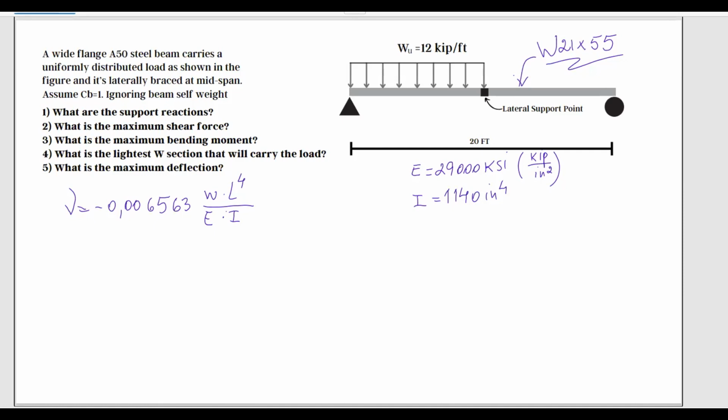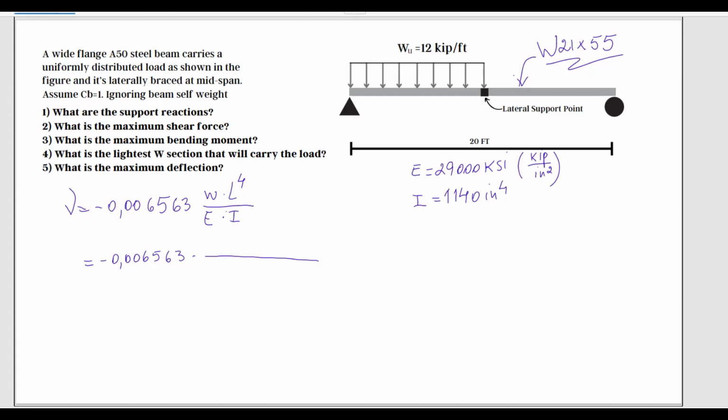So now what we should do is just come here and substitute. So I'm going to write minus 0.006563 multiplied. And another thing to remember is that we have inches, and at the top, the uniform load is given in kip per foot, and the length is in feet. So you have to pay attention to units. So let me write things down for now like this.